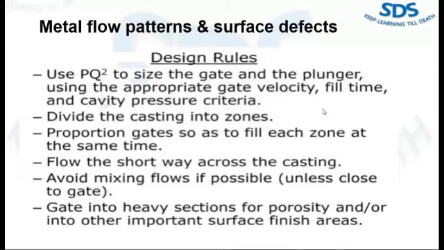So it is best to gate the part so that the metal flows the short way across the casting. We try to avoid mixing the metal flow from different gates unless it happens very close to the gate. We also want to gate into heavy sections, and this is the important thing, to minimize porosity. What kind of porosity? Shrinkage porosity, very specifically. If you give the direct gate in a heavy wall thickness section, it will help to minimize shrinkage porosity or to meet a surface finish requirement in a certain area of the part.